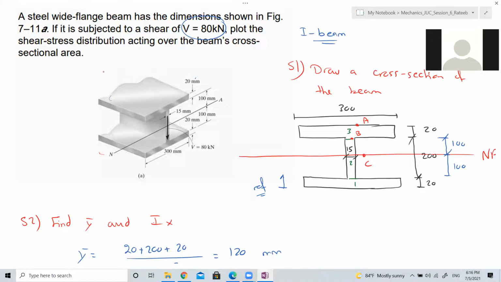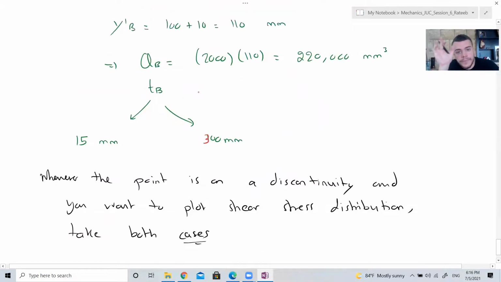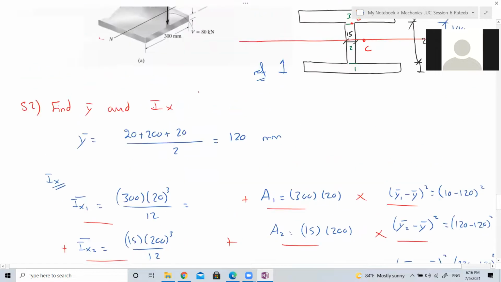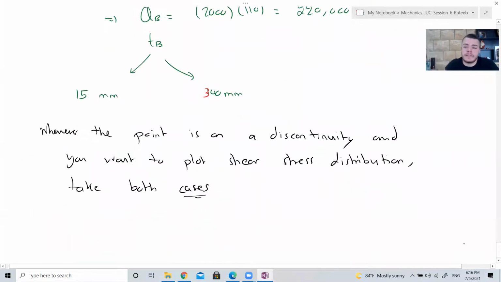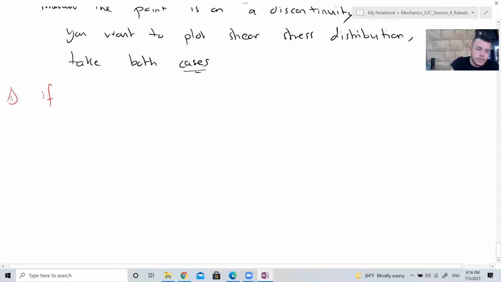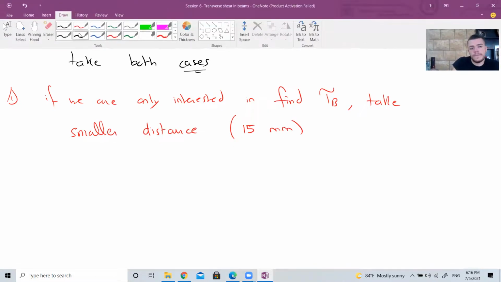The width is 300, not 100. Right, 300 not 100. I was telling him that if the question was find the shear stress at B, you take the smaller distance, whereas if the question was plot the shear stress distribution, you take both distances. So if you are only interested in finding tau B, take the smaller distance, which is 15 mm. Okay?